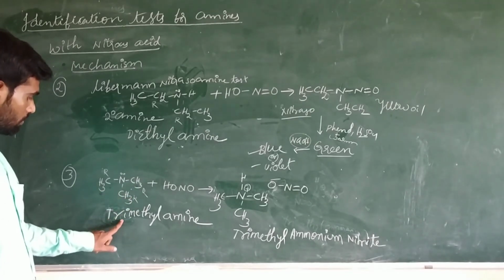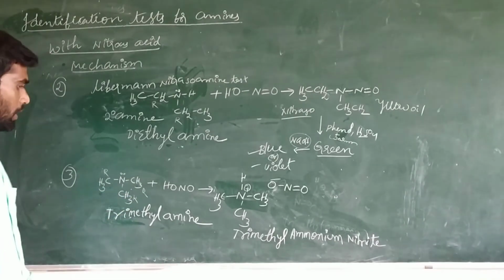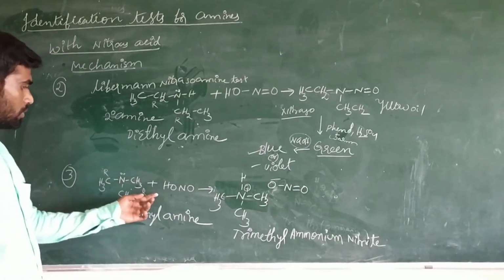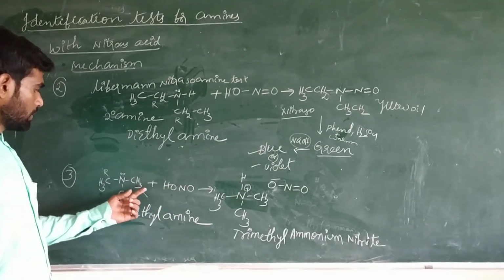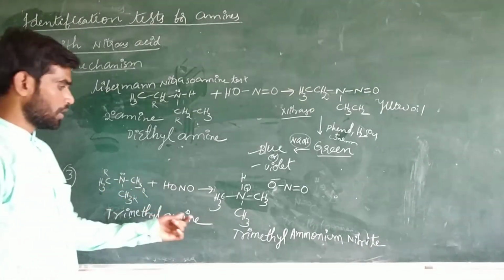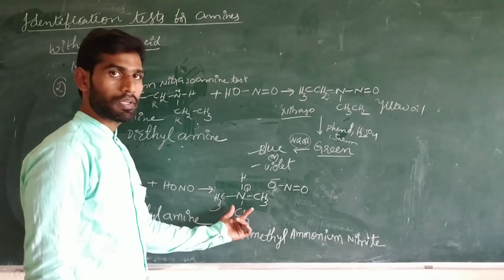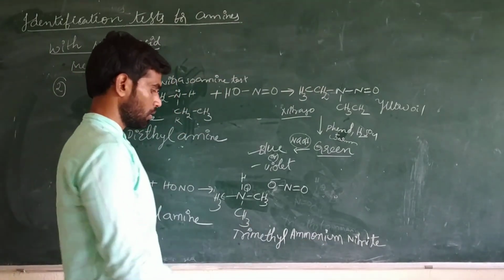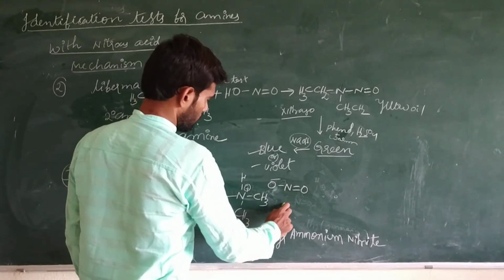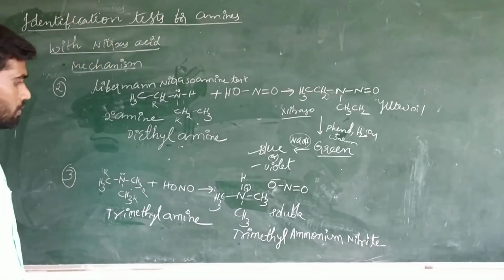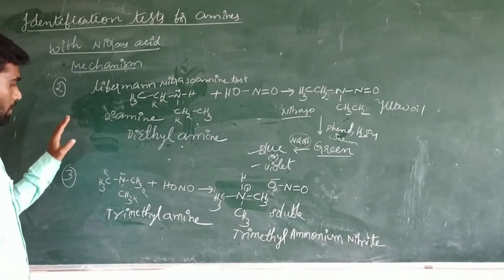So this is trimethyl amine, and it is reacted with nitrous acid. Actually there is no hydrogen atom to replace with the OH minus. So here simply formation of salts takes place. That is trimethyl ammonium nitrate. It is soluble in water because they are salts. This is a secondary amine and this one is a tertiary amine.